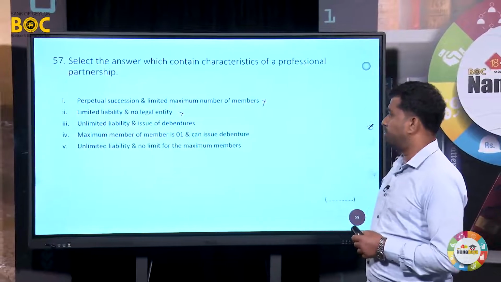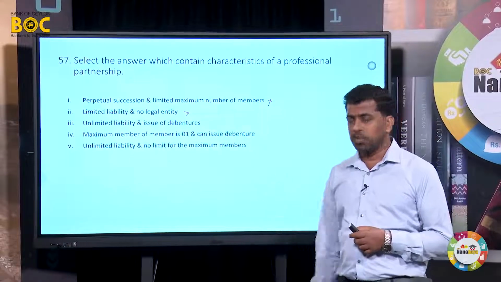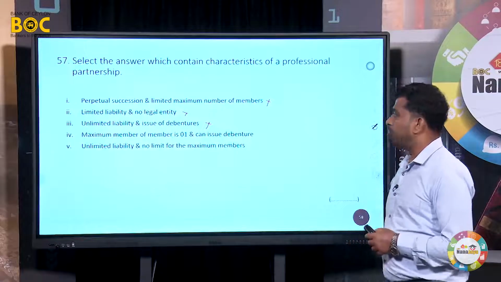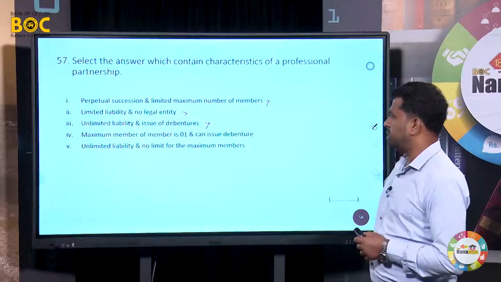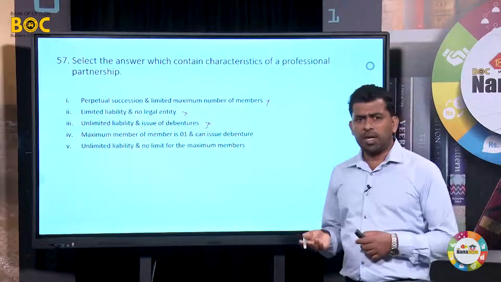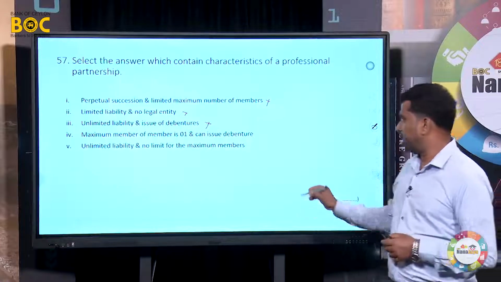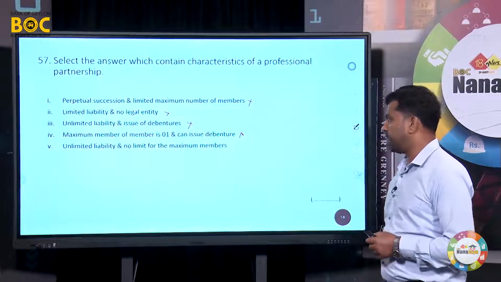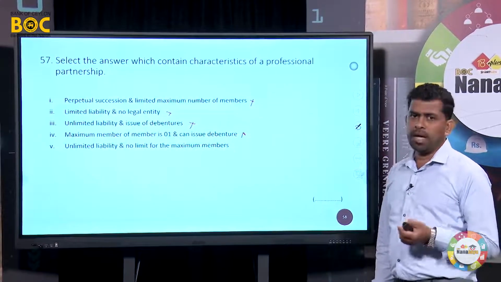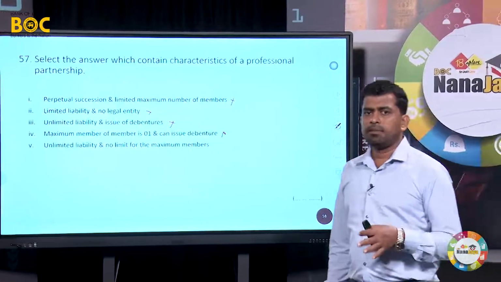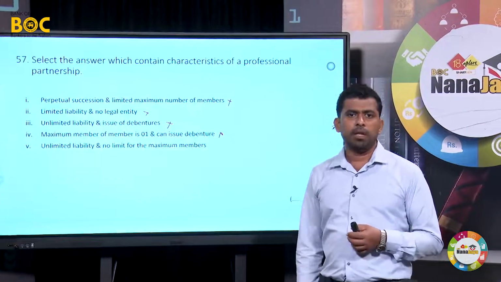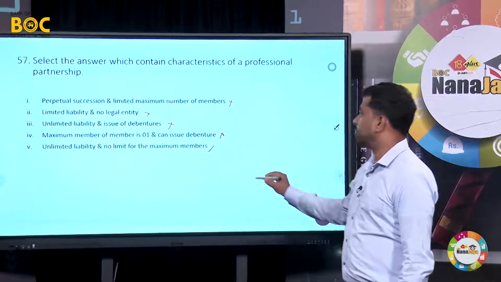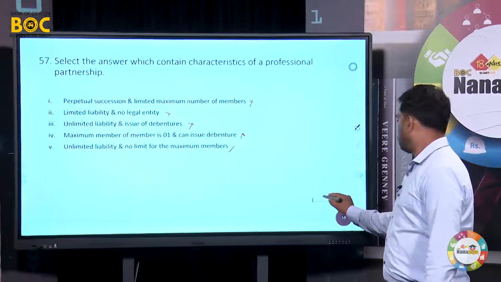Unlimited liability and issue of debentures. Shares and debentures cannot be issued by a partnership. So we have to exclude this one also. Maximum number of members is 1 and can issue debentures. In any partnership, there should be at least 2 partners. Unlimited liability and no limit for the maximum number. There is unlimited liability and there is no maximum limit of partners in professional partnerships. So the accepted answer is the fifth one.